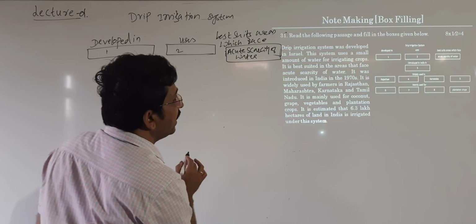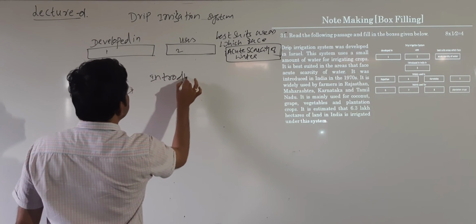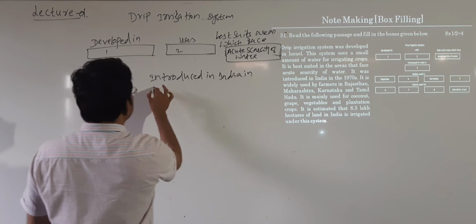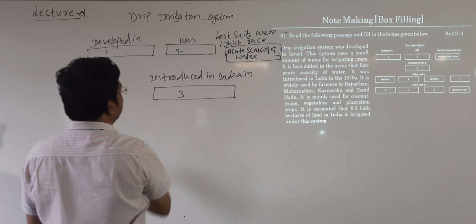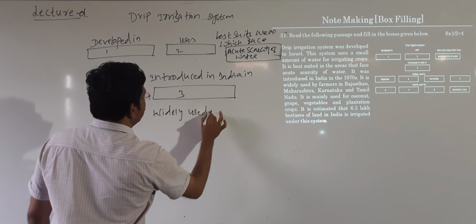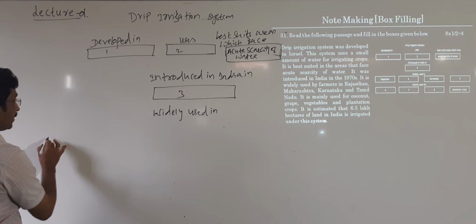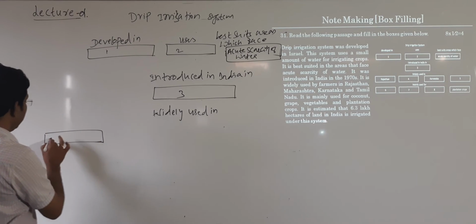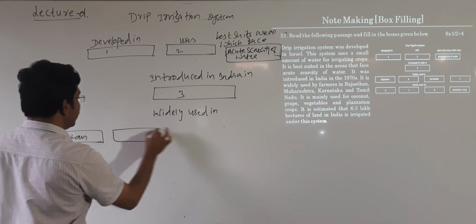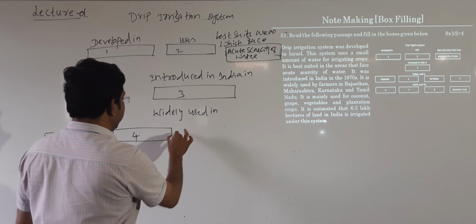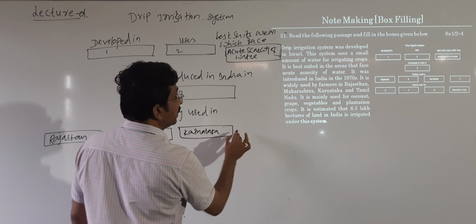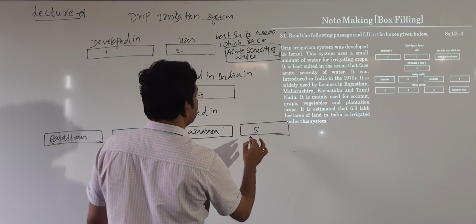Next, it is introduced in India in. Here it is, third one, widely used in. Here first box, they have mentioned Rajasthan. Next there is third, this is fourth one, and next it is given Karnataka. It is mentioned in the question itself, Karnataka, and next it is fifth. We have to answer.